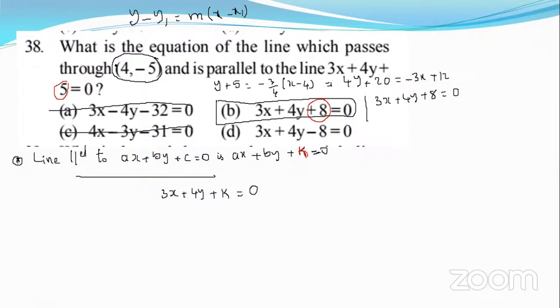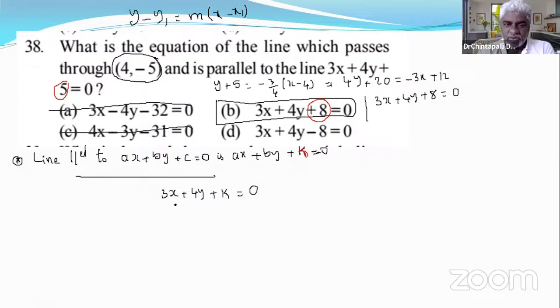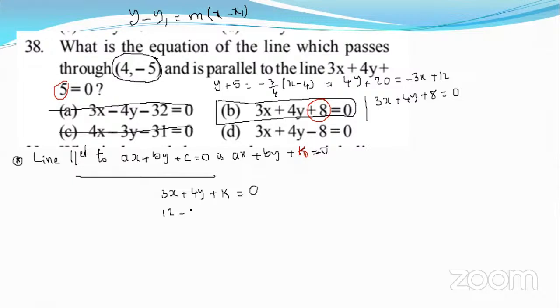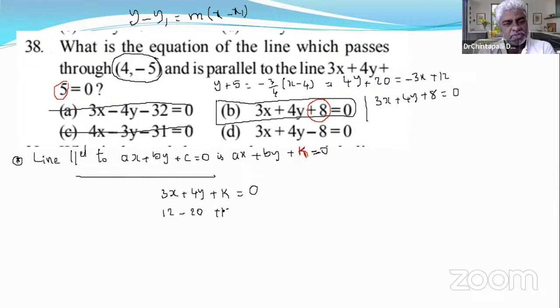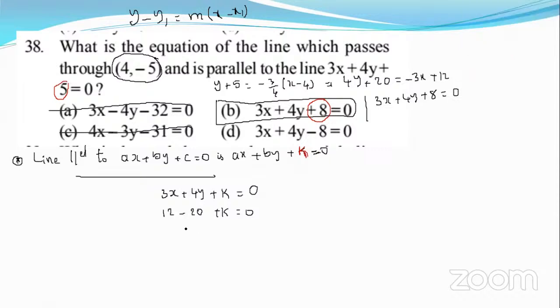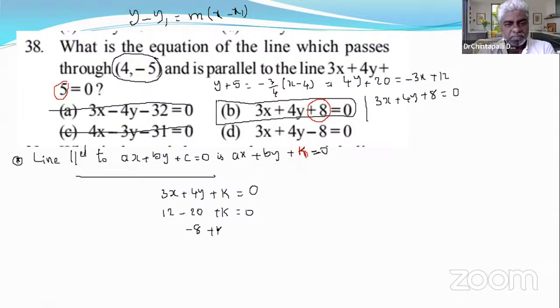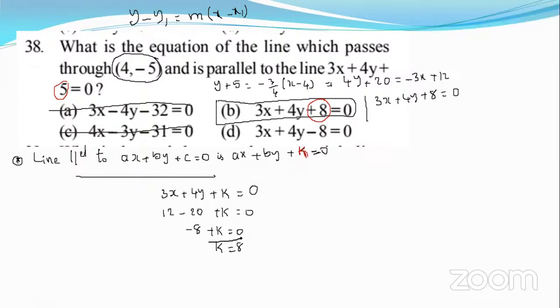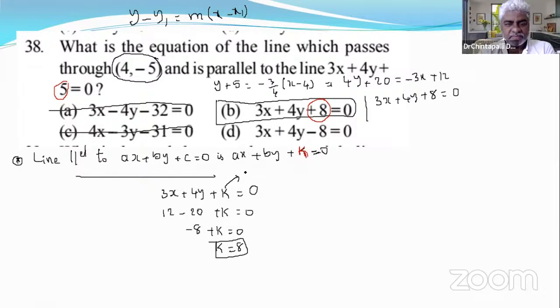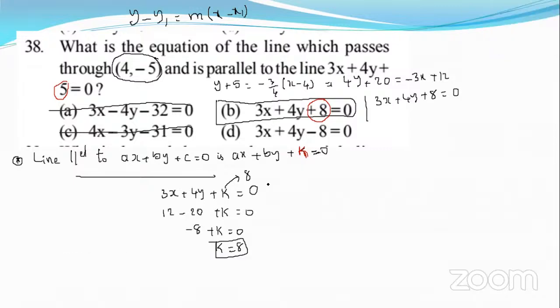So we can plug in 4 comma minus 5. It will be 3 times 4, 12, plus 4 times negative 5, negative 20, plus k is equal to 0. Which means negative 8 plus k is equal to 0. So k is equal to 8. Just put 8 in the place of k. That is the answer. So the answer is 3x plus 4y plus 8 is equal to 0. That's it. Got it? Yes. It is one method.